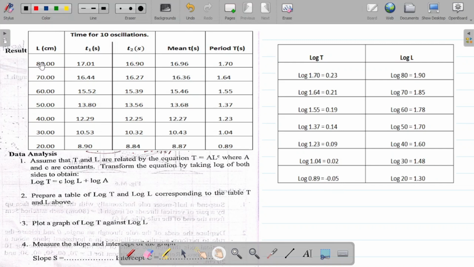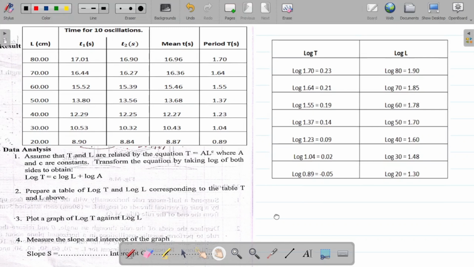Let's get for log L. So I'll take log of 80, that's L here. Log 80 gives you 1.90. Log 70, that gives you 1.85. Log 60, that gives you 1.76. Log 50, that gives you 1.70. Log 40, that gives you 1.60. Log 30, that gives you 1.48. And log 20, that gives you 1.30. With this, I have prepared a table for log T and log L.